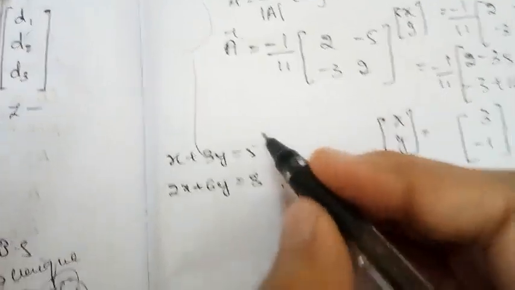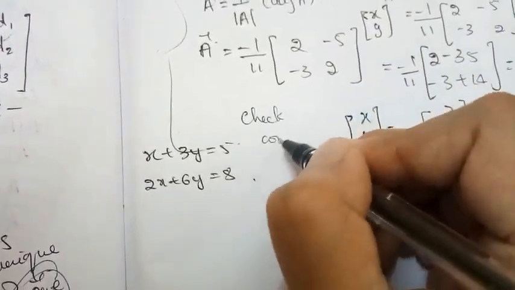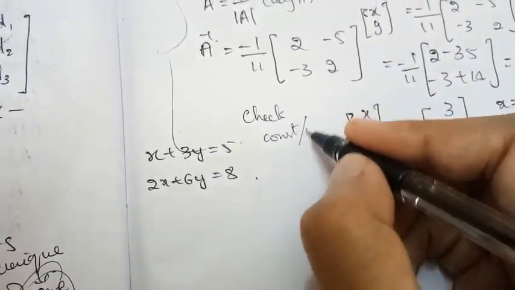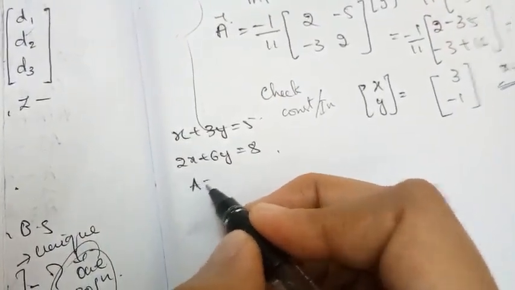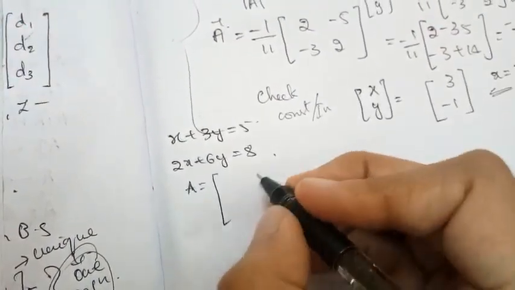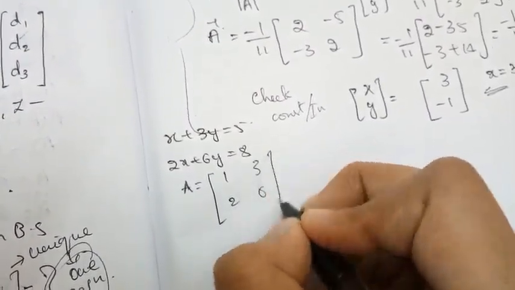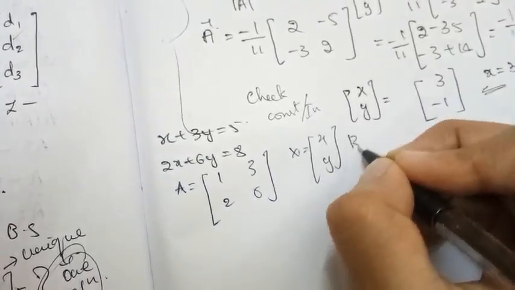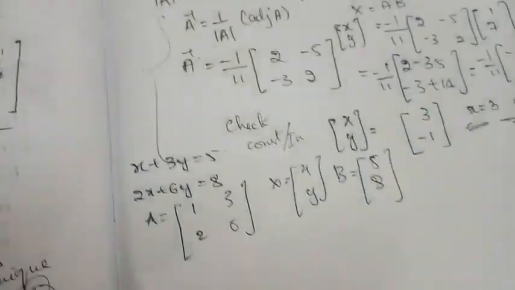So here is one of the questions, and they asked you to check the consistency of the system. Okay, so you need to check whether it is a consistent or inconsistent system. So first thing, you express this in the form of A, X and B. So A is nothing but 1, 2, 3, 6, and our X is nothing but x, y, and our B is nothing but 5 and 8. Okay, so this is the thing.